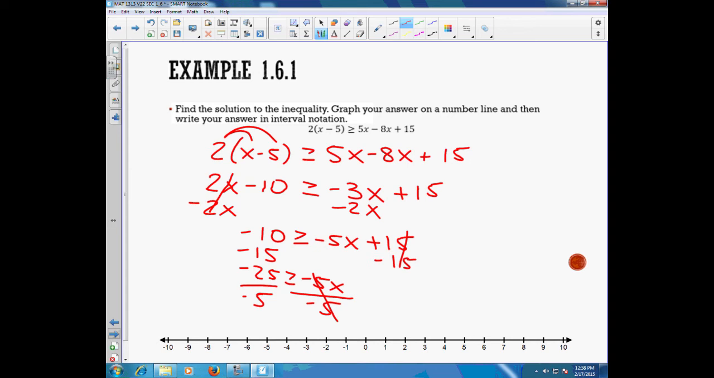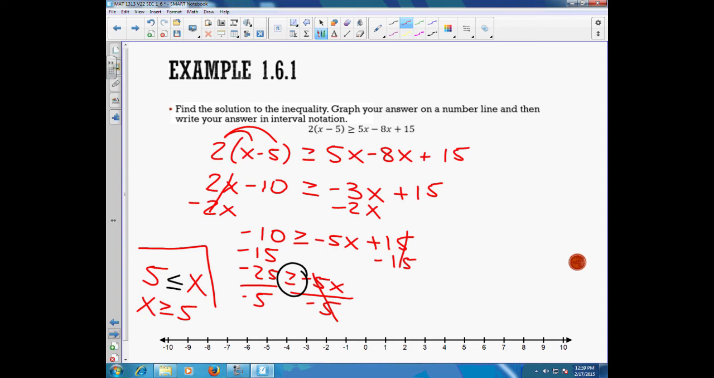So now what we're going to get, negative 25 divided by negative 5 is positive 5. Our inequality symbol is going to flip around so that now we have 5 is less than or equal to x. Or x is greater than or equal to 5. If 5 is less than or equal to x, then x is greater than or equal to 5.